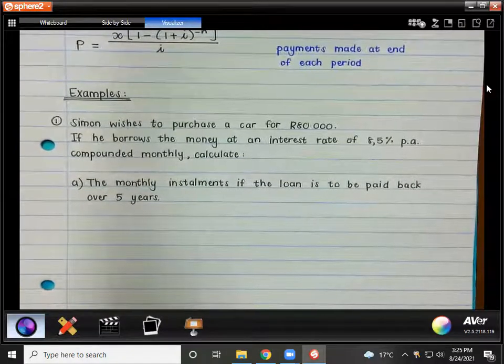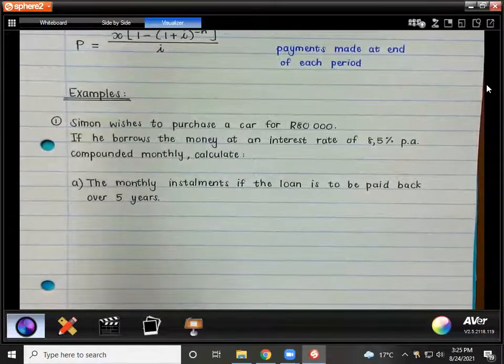Okay, so Simon wishes to purchase a car for 80,000 Rand. If he borrows the money at an interest rate of 8.5% per annum compounded monthly, calculate the monthly installment. So that's X, right? That we need to find now. If the loan is to be paid back over 5 years. Now, guys, they're not saying anything about when payments are made. Then we have to assume that they're made at the end of each month.